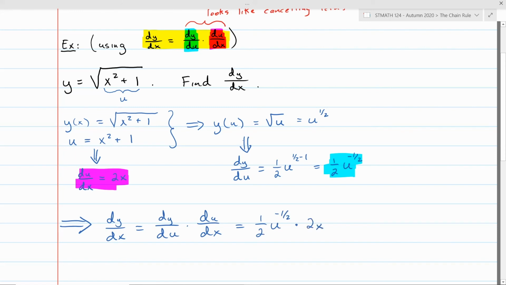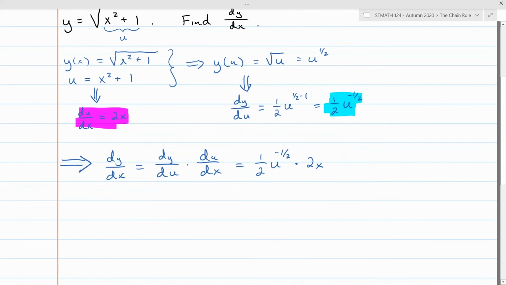And instead of leaving mixed variables, where we have a u and also an x in that expression, I want to substitute back in what u is so that I only have one variable in play. So I could write this as 1 over 2 times the square root of, and I'm going to remember u is equal to x squared plus 1. And then I have 2x, so I'll write the 2x out here. And a quick simplification would make that x over the square root of x squared plus 1. And there's our derivative.